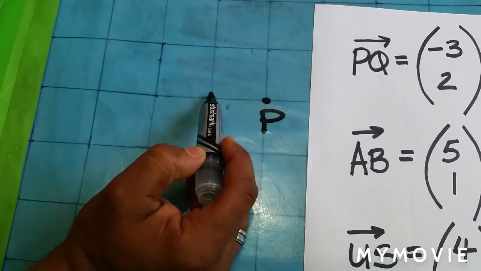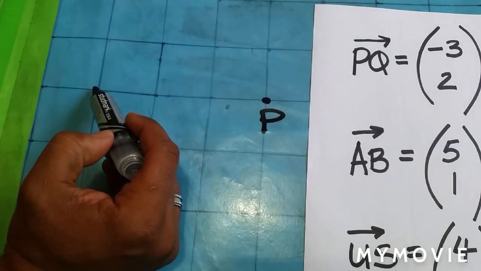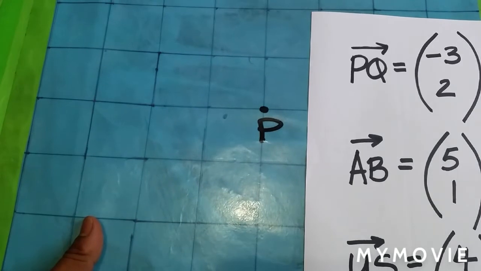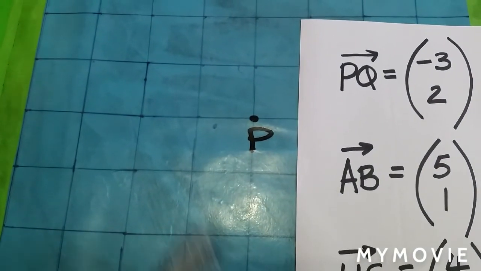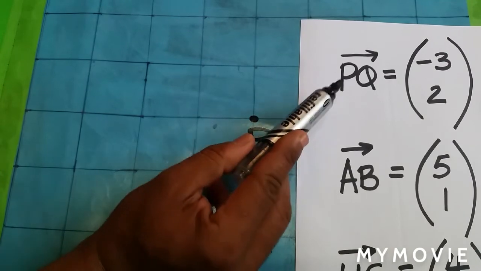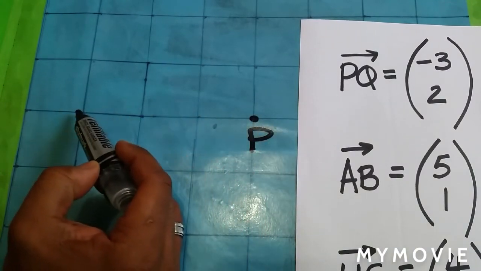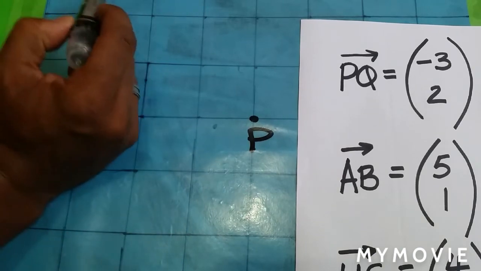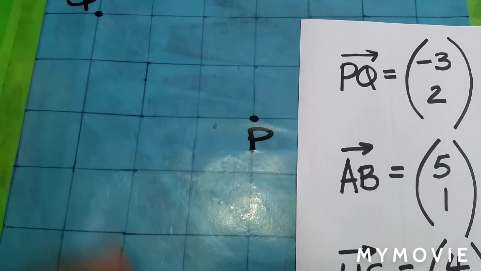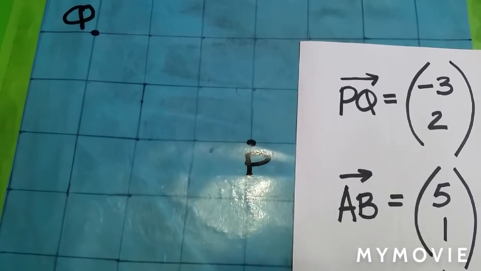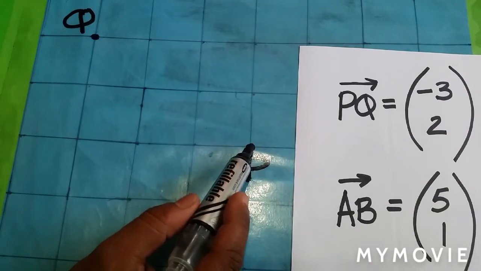So it's 1, 2, 3 spaces to the left. And let me just pull it down a little bit so you can clearly see. Again, I'm putting P here because P is a foot. So it's 1, 2, 3 spaces to the left, 1, 2 spaces up. So this would be Q, which represents the head of that vector. So again, vector PQ has P as a foot, Q as the head.